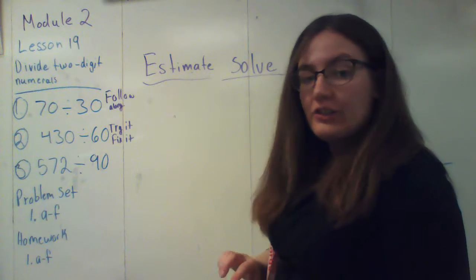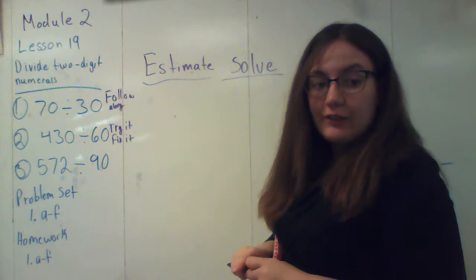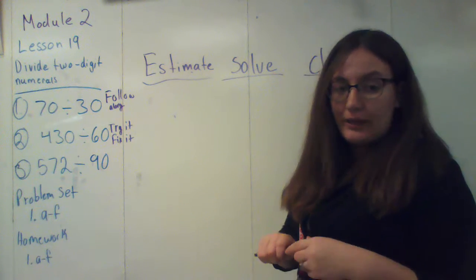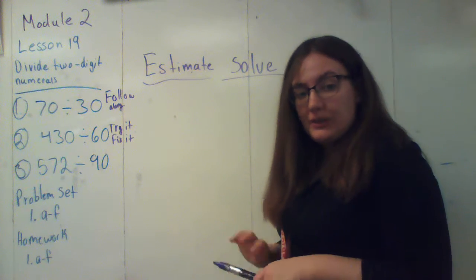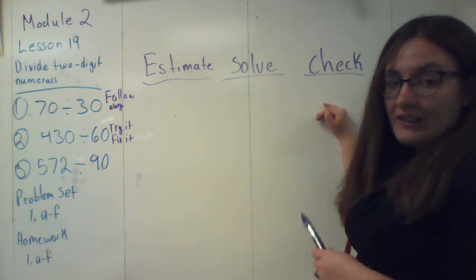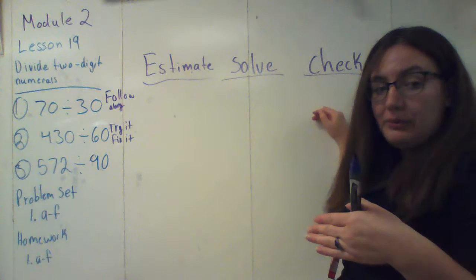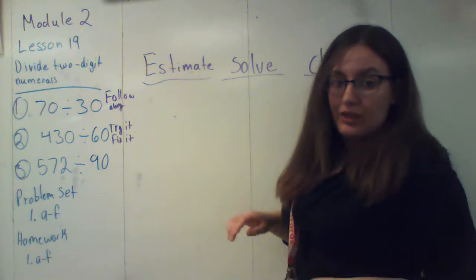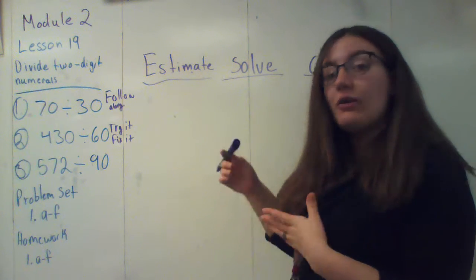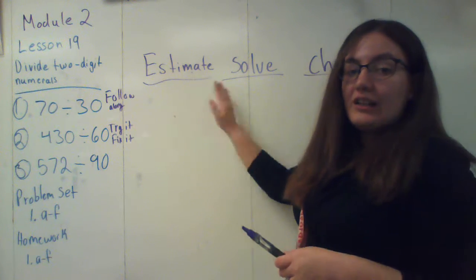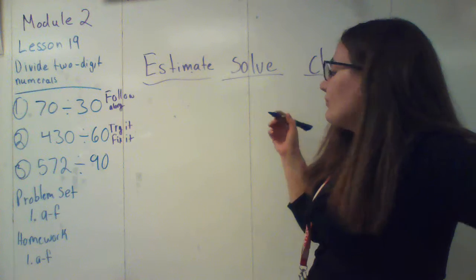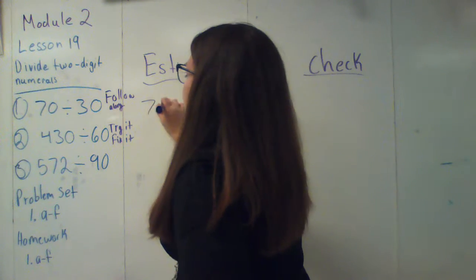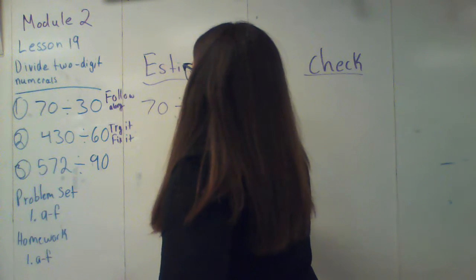So what we're going to do right now is get started with the first problem, which is 70 divided by 30. I'm always going to start with my estimate section, so if it helps you, make these 3 sections each time before you start the problem. You might want to do that on your problem set as well, because you do need to do all 3 steps for me for this lesson. So for the first one, I have 70 divided by 30.